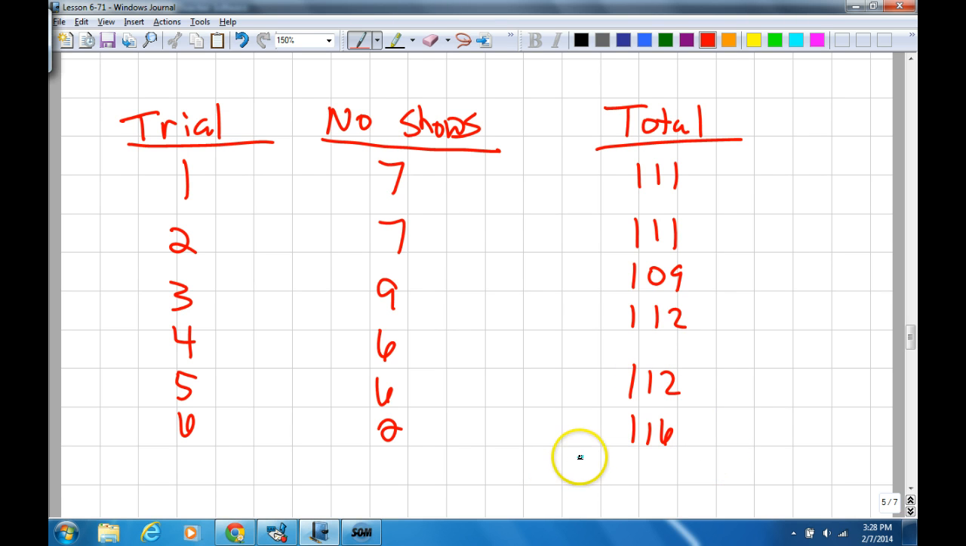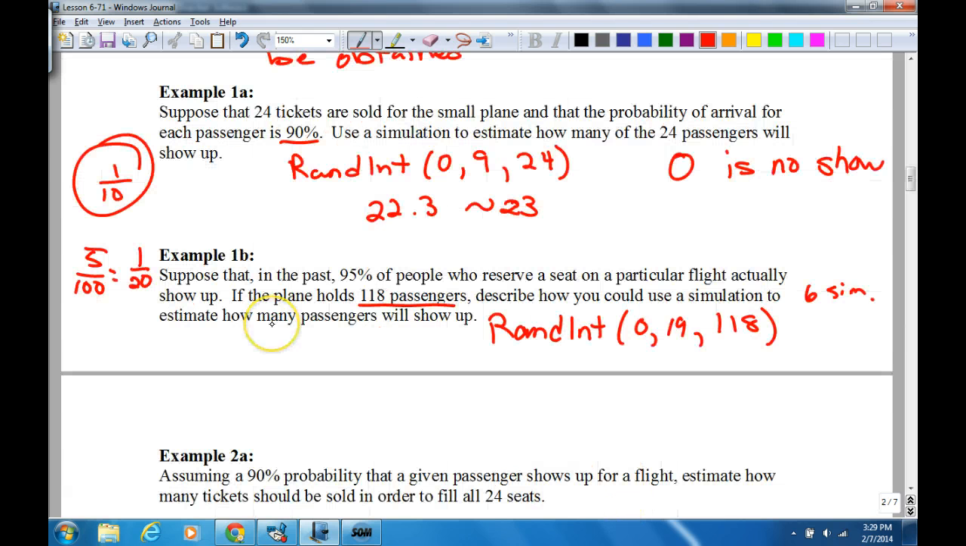So what I now need to do is to predict how many passengers will show up in a plane of 118 people. I'm going to add all these up and divide by 6 to find my average. So my average on this is about 112. So on example 1b, we can say around 112 people will show up per flight. That's what we can plan for.